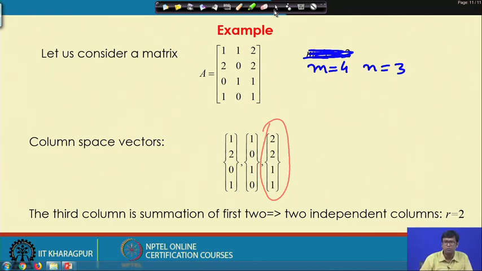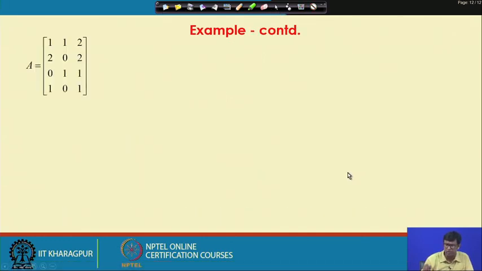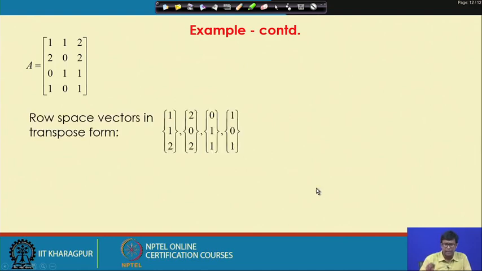So, the rank of the matrix is 2, the dimension of the column space is 2, because there are two independent columns. Therefore, the dimension of the row space should also be 2, but let us look into the row space. The row space vectors are 1 1 2, 2 0 2, 0 1 1, 1 0 1, written in this transpose form as follows.